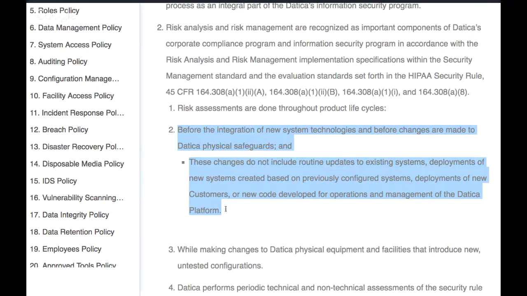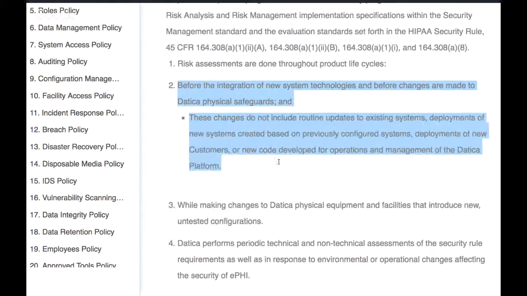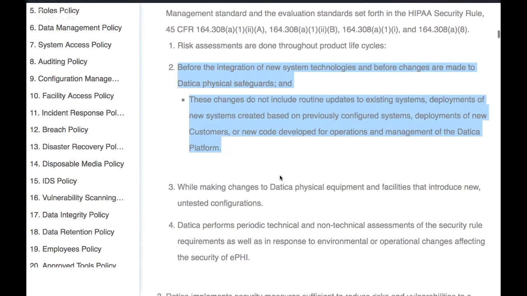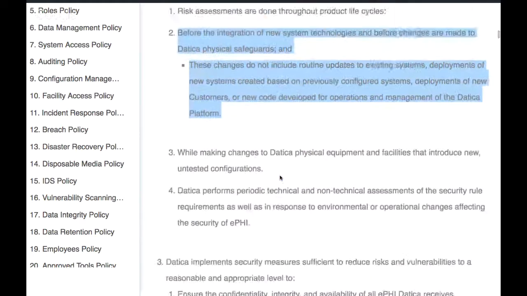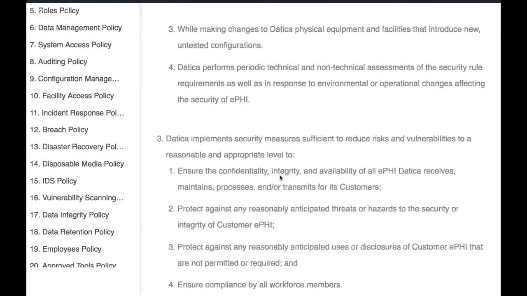So basically, risk assessments are done throughout the product lifecycle and before integration of new system technologies and before changes are made to Datica physical safeguards. So anytime any changes are done, risk assessments are done to make sure there are no vulnerabilities, so while making changes to Datica physical equipment and facilities that introduce new and untested configuration.